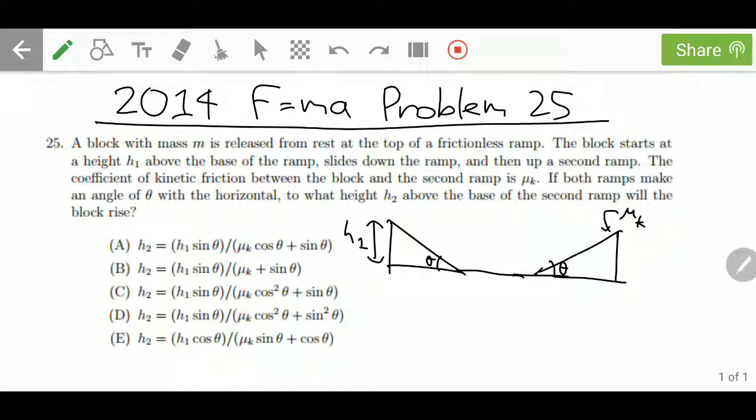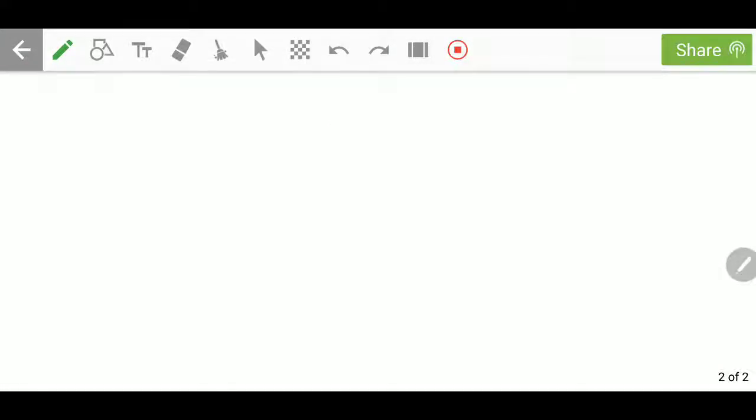and we're asked to find the new height, h2, that the block reaches on the second ramp. So, the key, as you will see, is the conservation of energy.